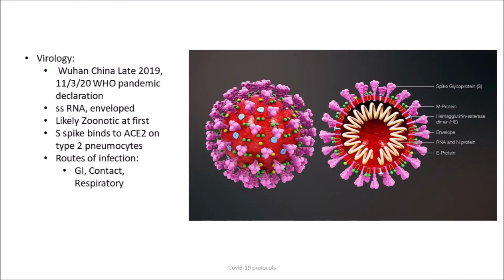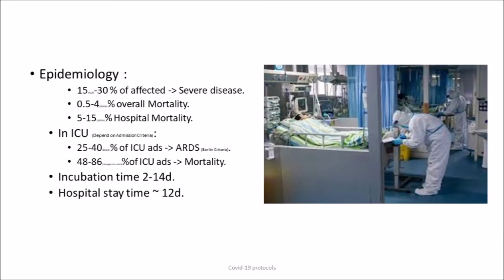C19 was first reported in Wuhan, China in the late 2019 and declared pandemic by WHO on 11th of March. It is an enveloped double-stranded RNA virus assumed to be zoonotic. Viruses' S-spikes attach to type 2 pneumocytes, and in addition to the lung, GI tract has also been considered a route of transmission. From those who are affected by C19, about 15 to 30% present severe symptoms and signs, and its overall mortality is around 0.5 to 4% worldwide.